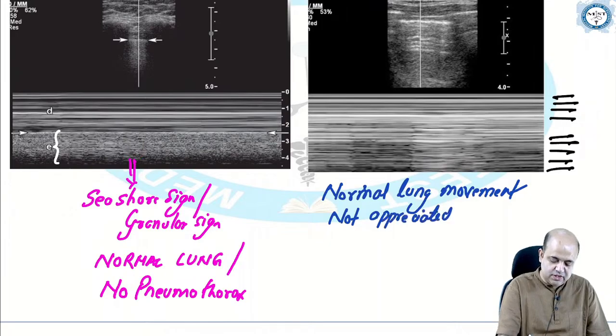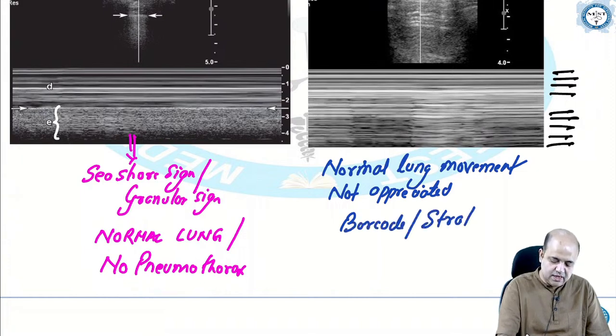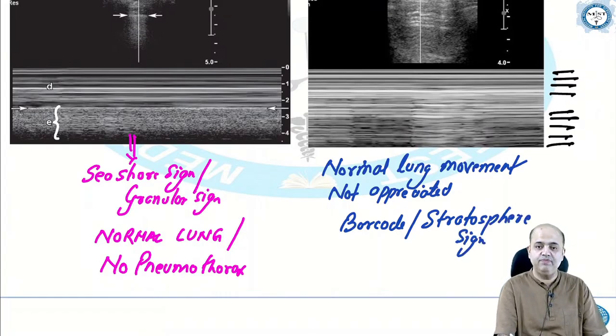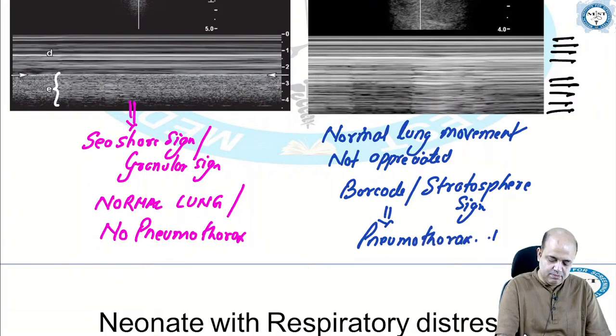And we get two signs. One is called the barcode sign. The other is called the stratosphere sign. This is indicative of the presence of pneumothorax.